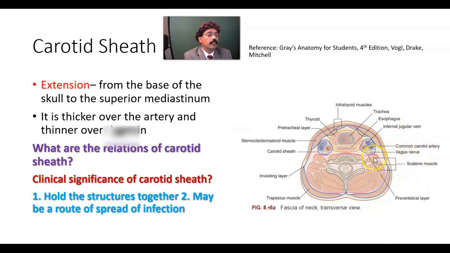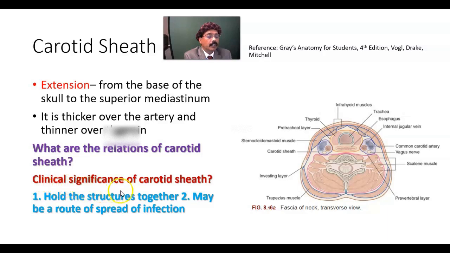So the carotid sheath is in front of that, and the cervical chain of ganglia is actually embedded on the prevertebral fascia. This sheath is blended with other sheaths, like the thyroid and esophageal sheaths here. So the carotid sheath is continuous with other structures. These are the relationships.